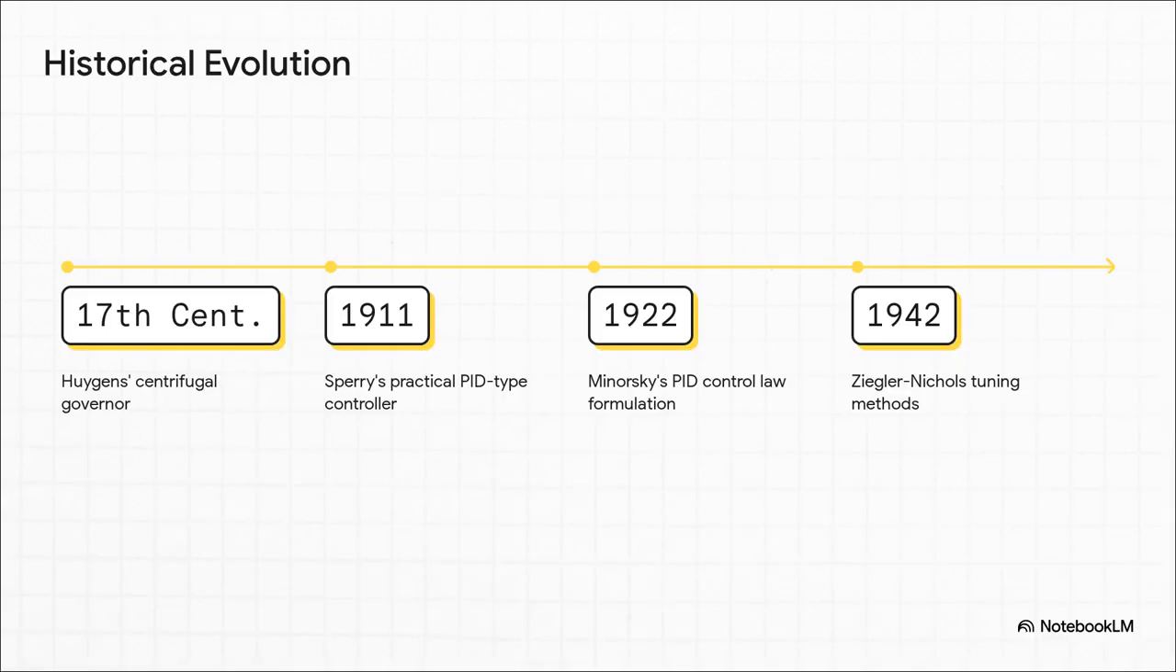Now, it's pretty fascinating to see how this quest for automated control actually evolved over the centuries. I mean, we started way back in the 17th century with Huygens' mechanical centrifugal governor. Fast forward, and we see this massive leap in 1911 when Elmer Sperry introduced a practical PID-type controller for automatic ship steering. Then, Nicholas Minorski mathematically formulated the control law in 1922. And finally, in 1942, we hit the rigorous Ziegler-Nichols tuning methods. Honestly, it's the exact same foundational math that plant operators rely on to this very day.